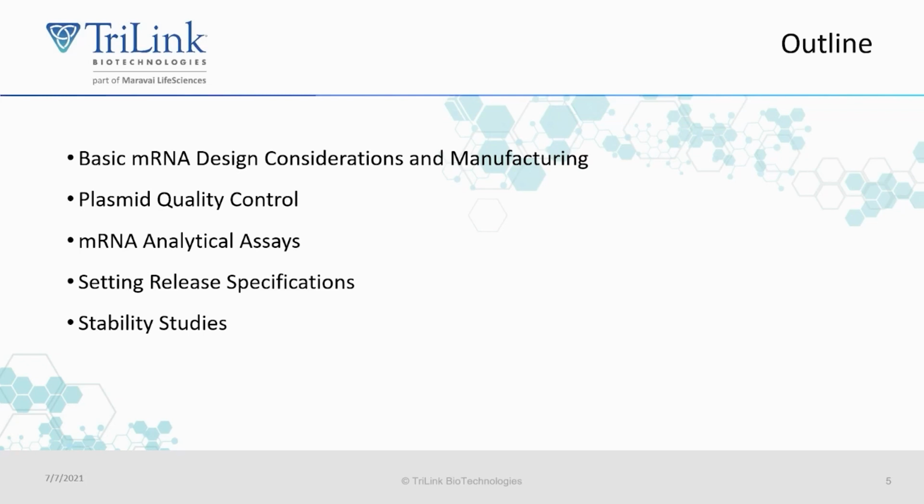After we cover the design and manufacturing, I will cover the important quality control attributes of plasmids as they are critical raw materials entering the manufacturing process. We will then spend the majority of our time today on a variety of mRNA quality control assays and how we can use these assays to set specifications and support stability studies.